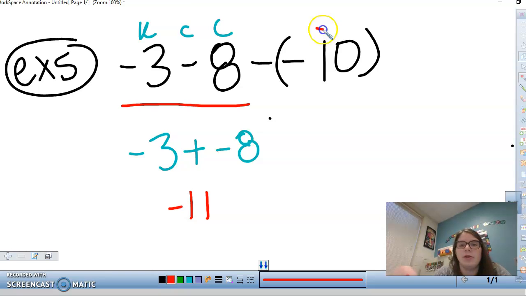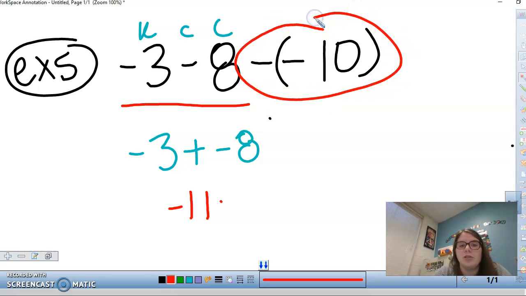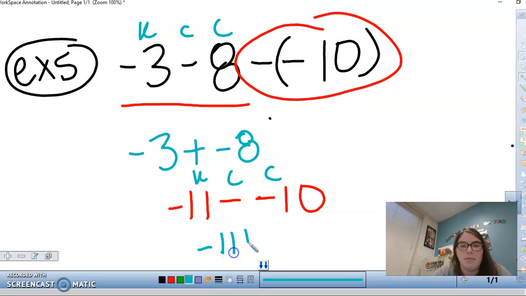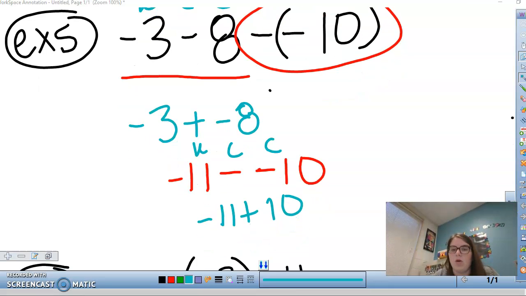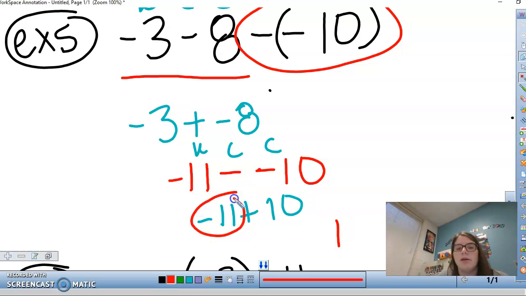Now I have to bring down the second part. So I have minus a -10. All right, let's keep, change, change here. I'm going to keep the -11 the same, plus, and then 10 is negative right now, so it's going to change to be a +10. These are different signs, so I know I'm going to subtract. 11 minus 10 is going to be 1. And I keep the sign of the bigger number, which is 11, so it's going to be a -1.